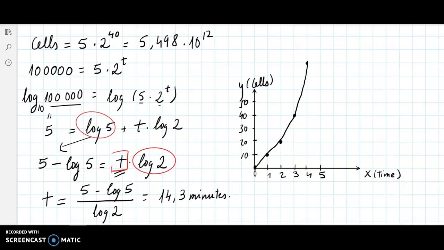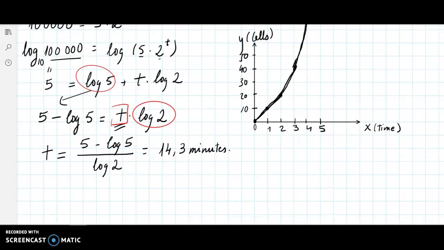So we call this exponential growth because the growth is very, very fast. This is typical of bacteria and viruses. The growth is very fast. Well, let's see the word problem number 5.